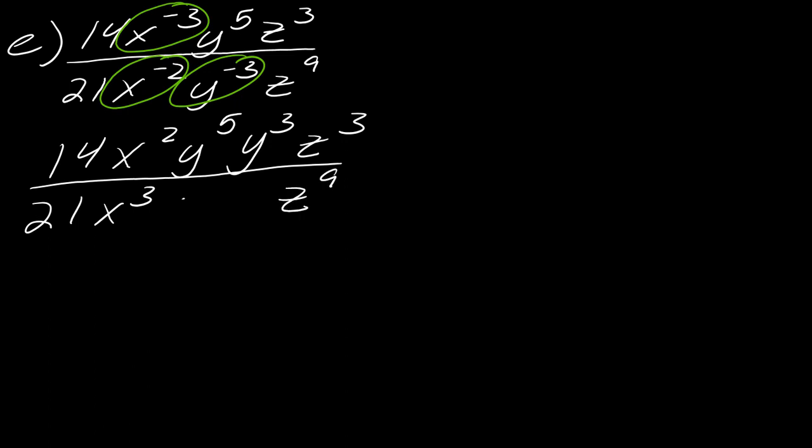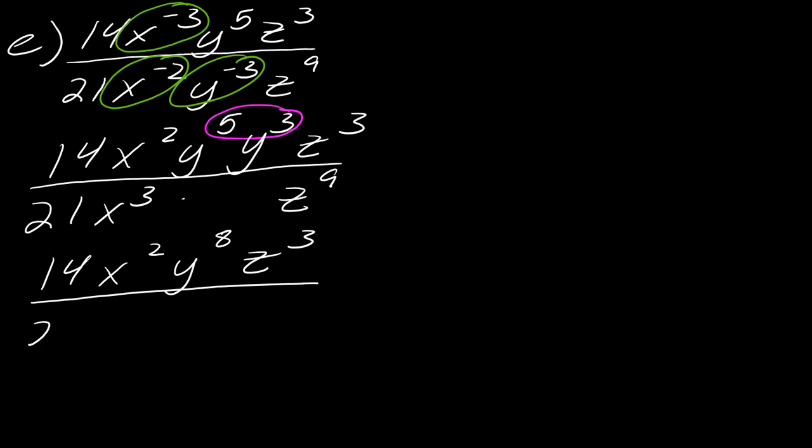Now I like to put the letters together just so I can help visualize them. As I said in other videos and in this video, I like using the product rule first, so I'm going to add these together. So I've got 14 x squared, this will be y to the eighth, z to the third, and then this is 21 x cubed and z to the ninth.